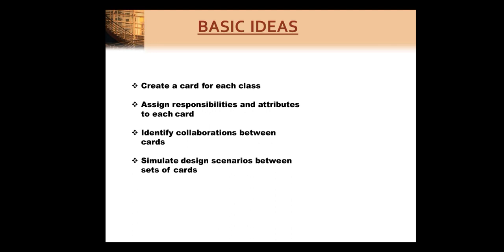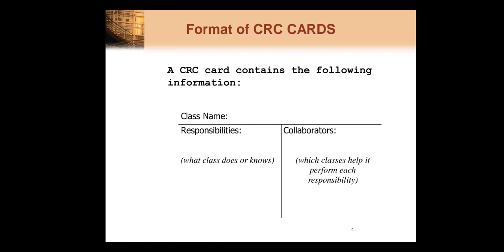So, what we have to do is assign responsibilities as well as attributes to each card, that means their functions and their variables. Then we have to identify the collaborations between the cards, that means between these classes, and then simulate design scenarios between sets of cards. That means we find which cards are similar to each other, so we can collaborate these classes to develop our system. Now, the format of the CRC card is as shown in the figure.